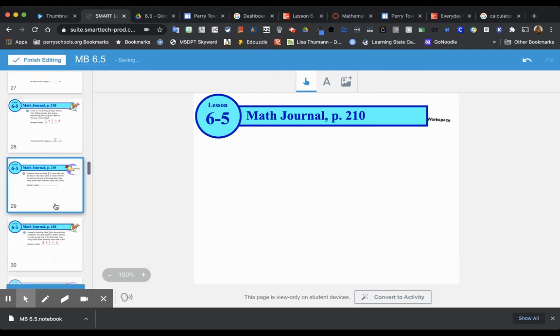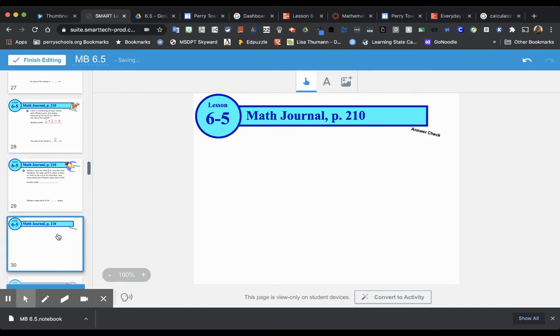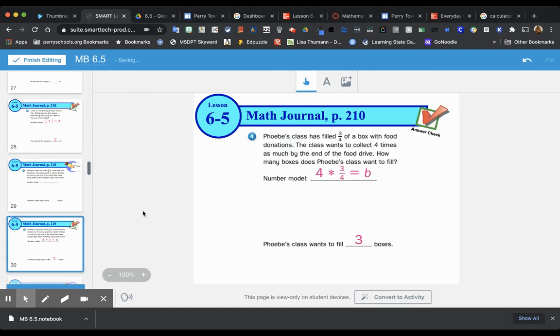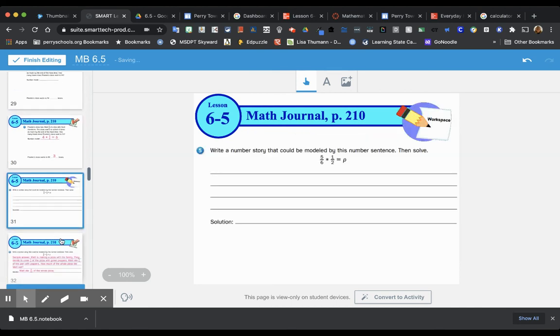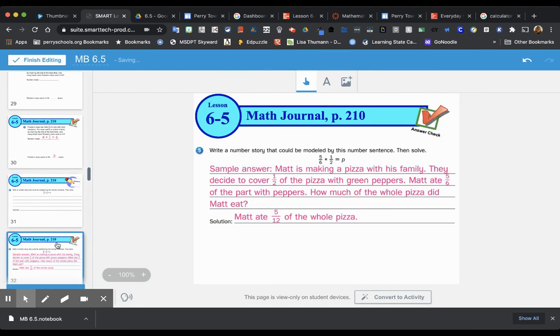I did not go over number 4, but you should have looked at Phoebe's class has filled 3/4 of a box with food donations. The class wants to collect 4 times as much. So we see 4 times, you get 4 times 3/4, and that's 3 boxes. And writing a number story that can be modeled using this would be good practice for you. 5/6 times 1/2. If we were to solve that, we could find that it's 5/12. And you should have a number story that's similar to this one here.